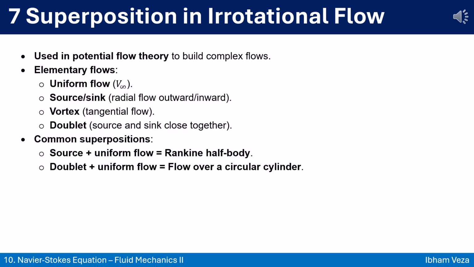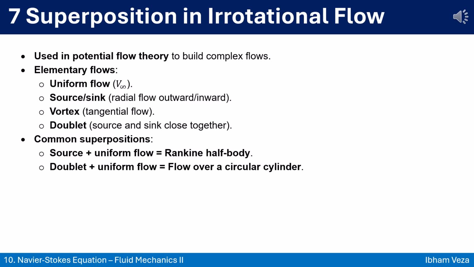We begin with elementary flows. Uniform flow gives us a constant background velocity. Sources and sinks produce radial flows, outward for a source, inward for a sink. Vortices add swirling motion, and doublets combine a source and sink very close together, giving rise to symmetric flow patterns.